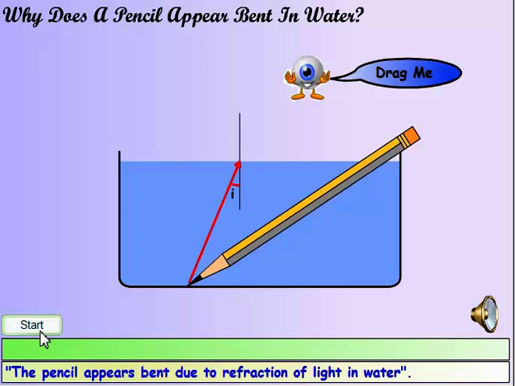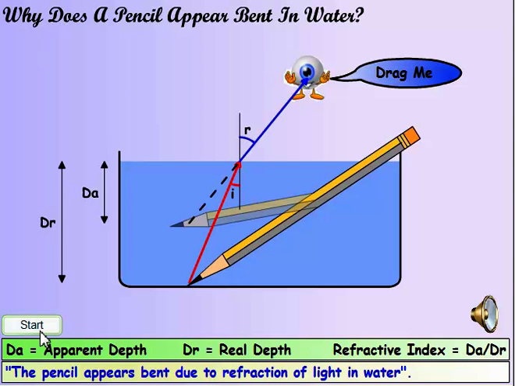A pencil looks bent in water due to the refraction of light in water. Try dragging the eye to different positions to see how the rays bend on contact with air before reaching the eye.